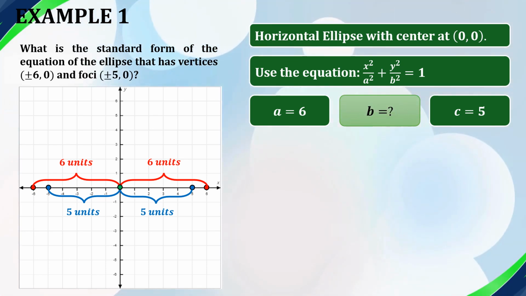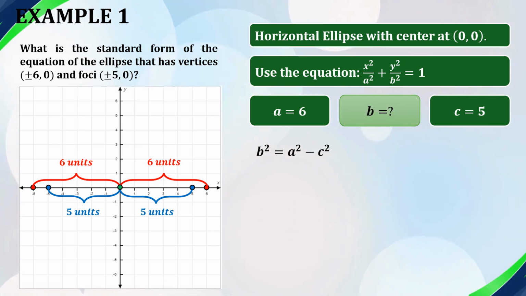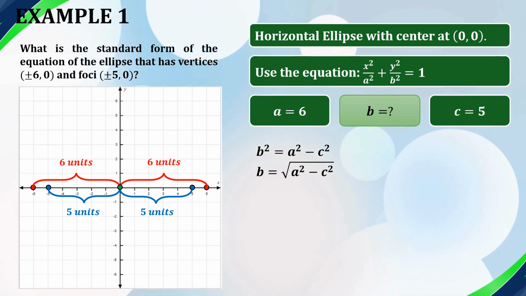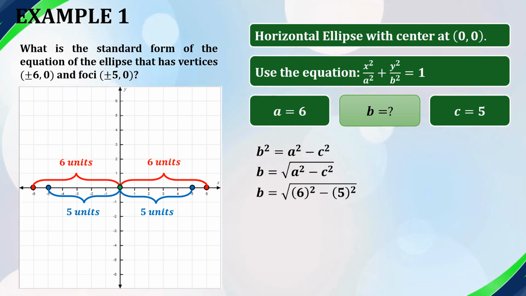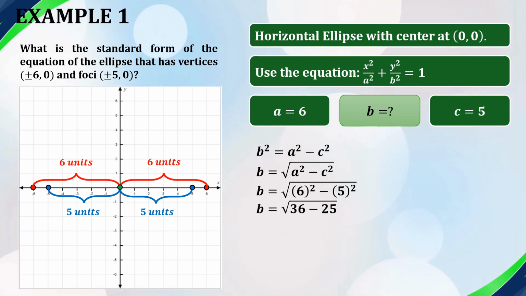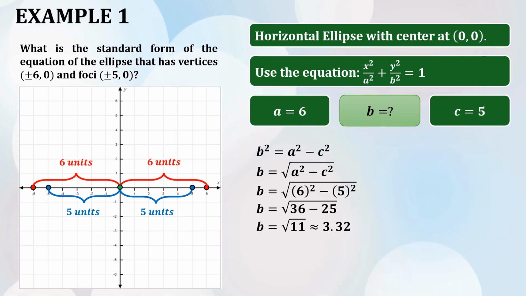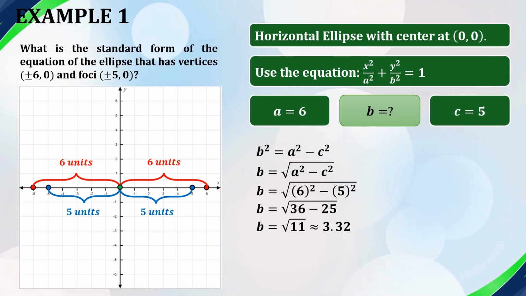To solve for b, we use the relation b squared equals a squared minus c squared. b therefore is equal to the square root of a squared minus c squared. Substituting the values of a and c, we obtain b equals the square root of 6 squared minus 5 squared, which can be simplified as the square root of 36 minus 25. Simplifying further, we obtain b equals the square root of 11.